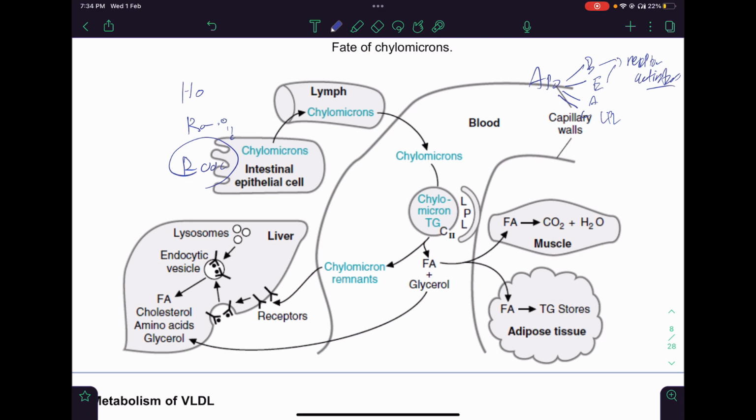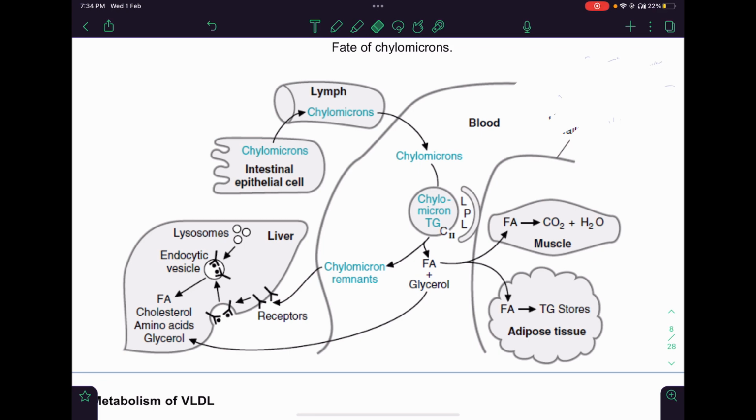Now, the first thing we see here is the lymphatic system, because from the small intestine, it eventually goes into the lymphatic system and then circulation. And this is the chylomicron. The first thing to understand is that the chylomicron contains a high amount of triacylglycerol. So this chylomicron contains a large amount of triacylglycerol and also cholesterol.